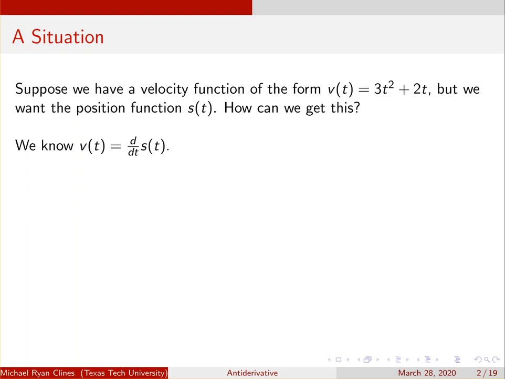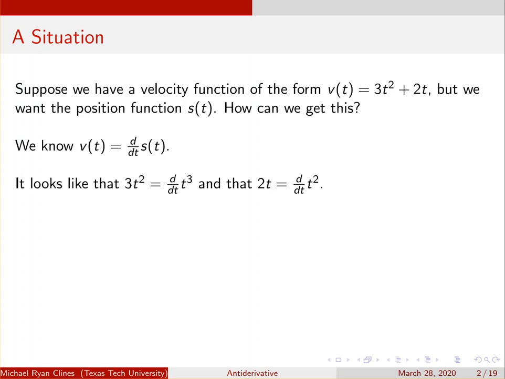First, it's important to remember the relationship between the position function and the velocity function. The velocity function is simply the derivative with respect to time of the position function. Remember, velocity and position are both functions of time, so taking the derivative with respect to, say, x would be pointless. We have to take the derivative with respect to the appropriate variable. So we have v of t is equal to the derivative of s of t.